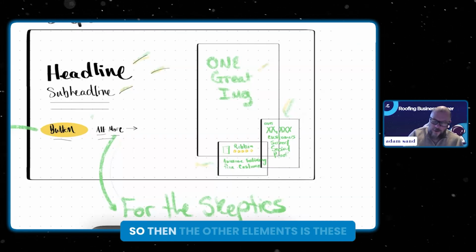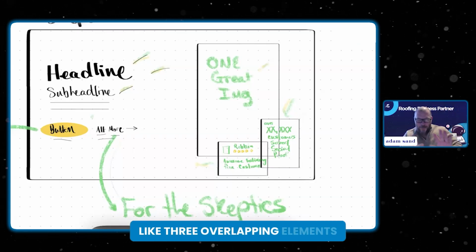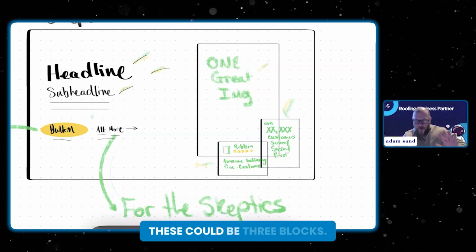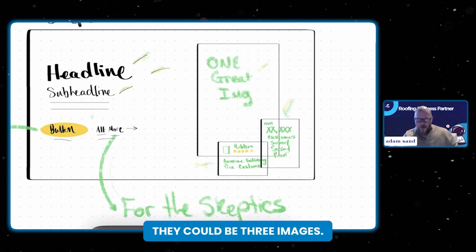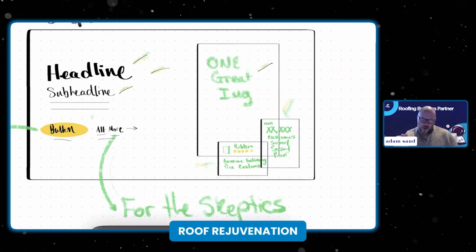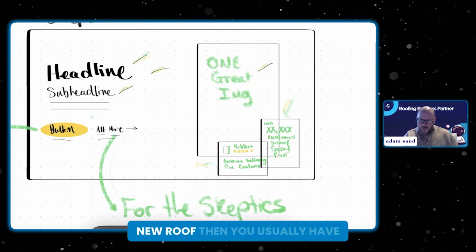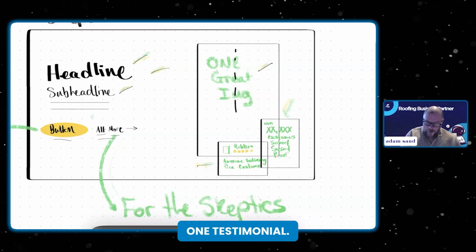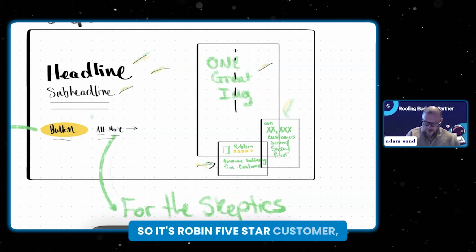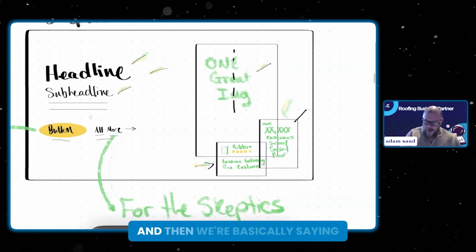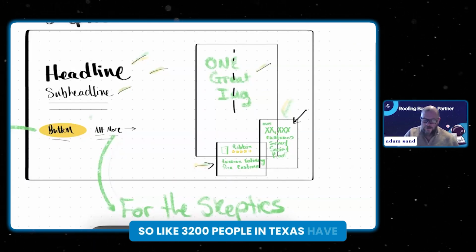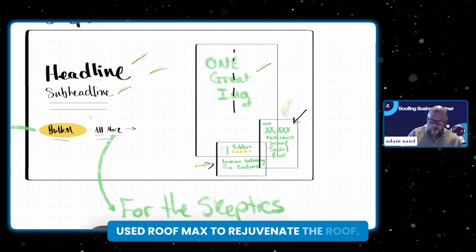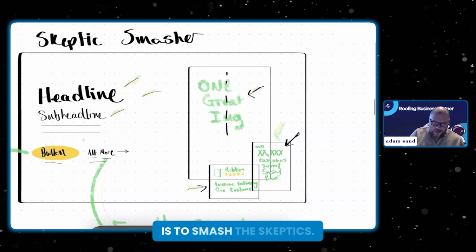let's learn more. So then the other elements are these 3 overlapping elements on the page. These could be 3 blocks. They could be bubbles over top of a great image. They could be 3 images. If you're doing something like roof rejuvenation, it could be the old roof, new roof. Then you usually have 1 testimonial. So it's Robin, 5-star customer, awesome testimonial. And then here basically saying, and there's more. So like 3,200 people in Texas have used RoofMax to rejuvenate their roof. So the whole purpose of this is to smash the skeptics.